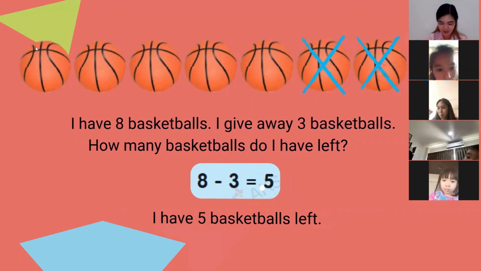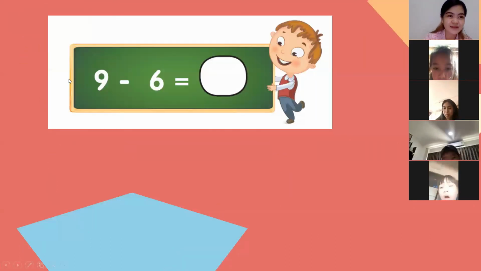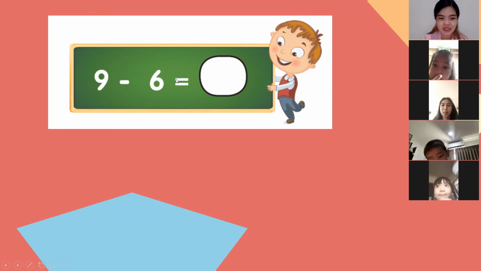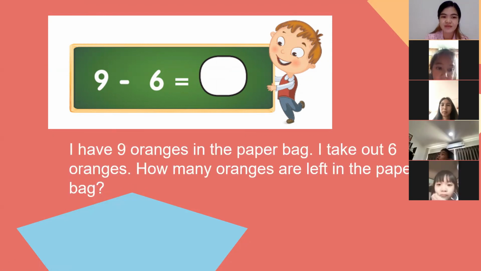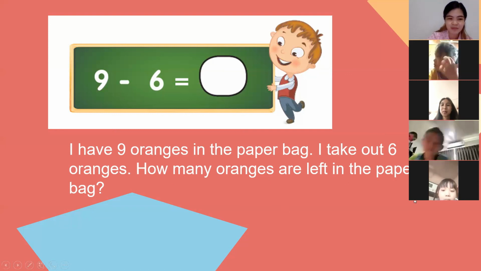Okay, next. This one is the last example that we have. 9 minus 6 is equal to blank. So we're going to make subtraction stories from the given number sentence. This one is a number sentence, right? For example, Neptune has 9 oranges in the paper bag. Sun takes out 6 oranges. How many oranges are left in the paper bag? So what is the question? How many oranges are left in the paper bag?